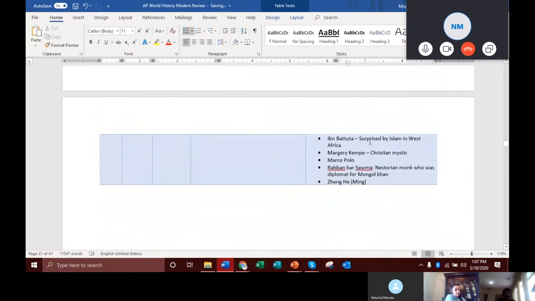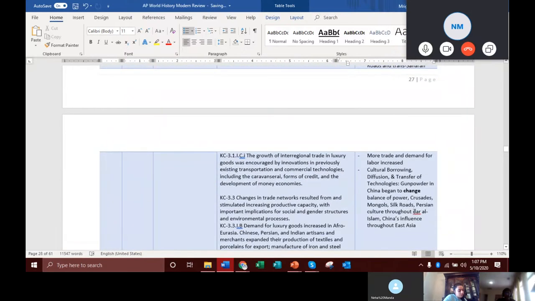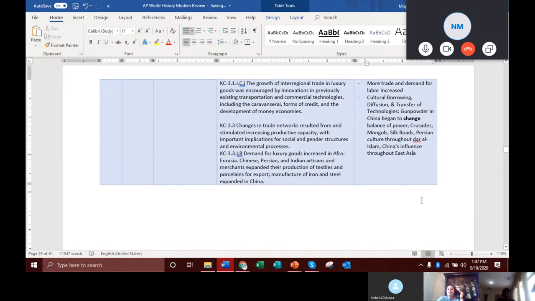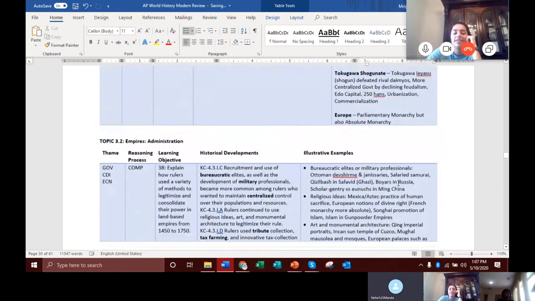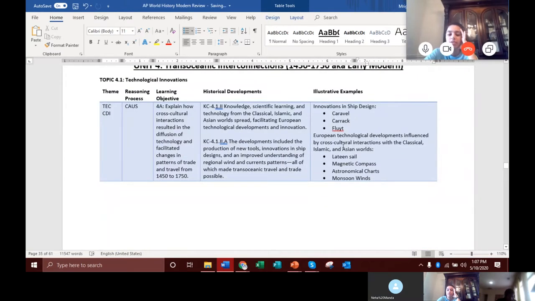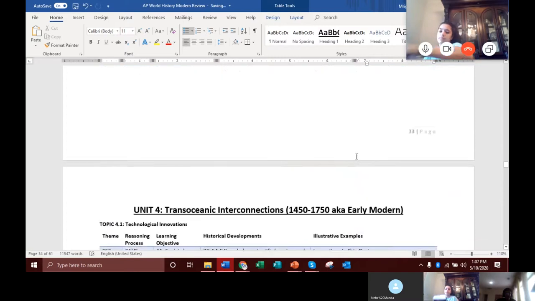So there were some other comparisons I added. In 2.6: more trade demand, cultural borrowing, diffusion, change in balance of powers, just some other stuff I found in my book, but nothing too big. Pretty much everything we talked about yesterday. After the Taiping Rebellion was the Self-Strengthening Movement. Okay. So I think Unit 3 we're pretty good with. I don't think we had a big problem with it. I think we covered pretty much everything we could think of.